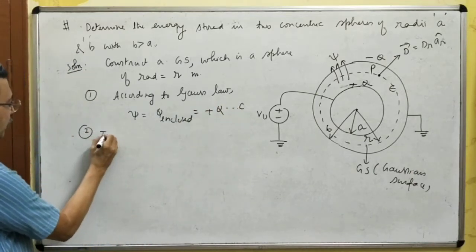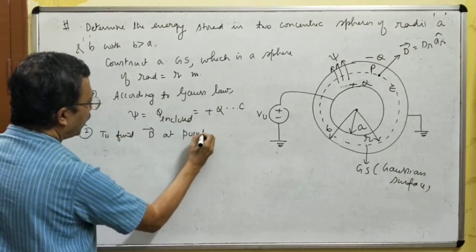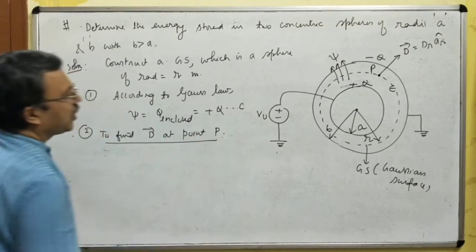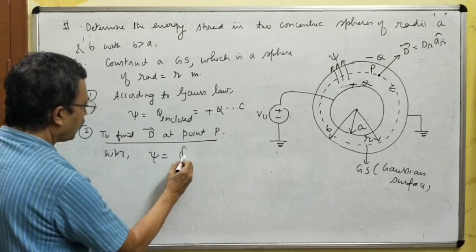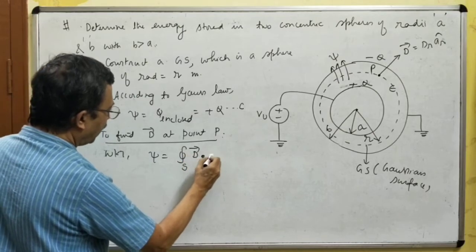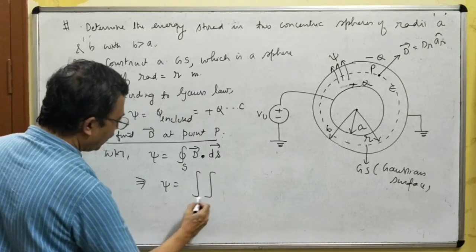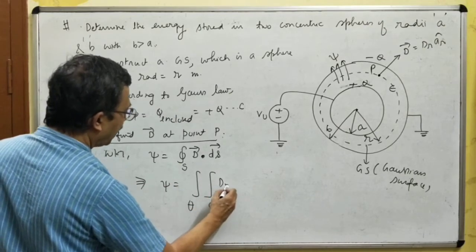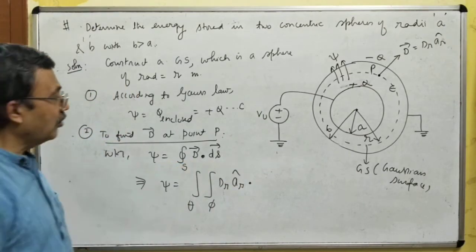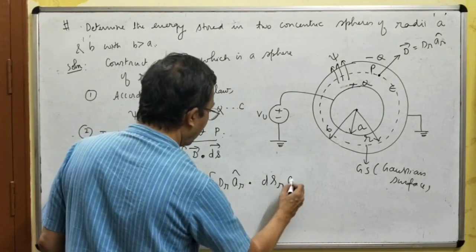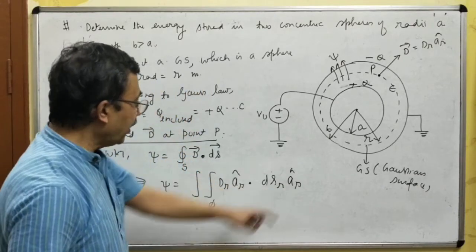Second step, to find vector D at point P. To find vector D at point P, we know that psi is equal to closed surface integral vector D dot dS. This implies psi is equal to double integral over the domains of theta and phi. What is vector D? D_r into a_r cap. Whatever unit vector D has, same unit vector dS must also have. So vector dS is what? dS_r into a_r cap. dS_r is dl2 into dl3. a_r cap dot a_r cap is 1.